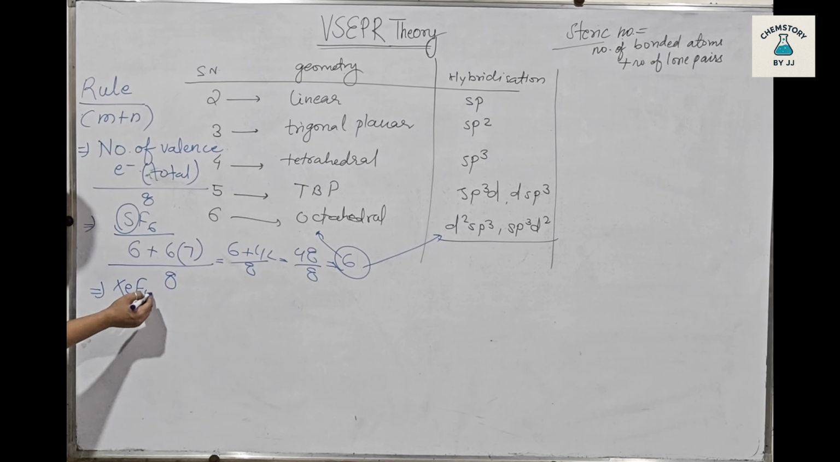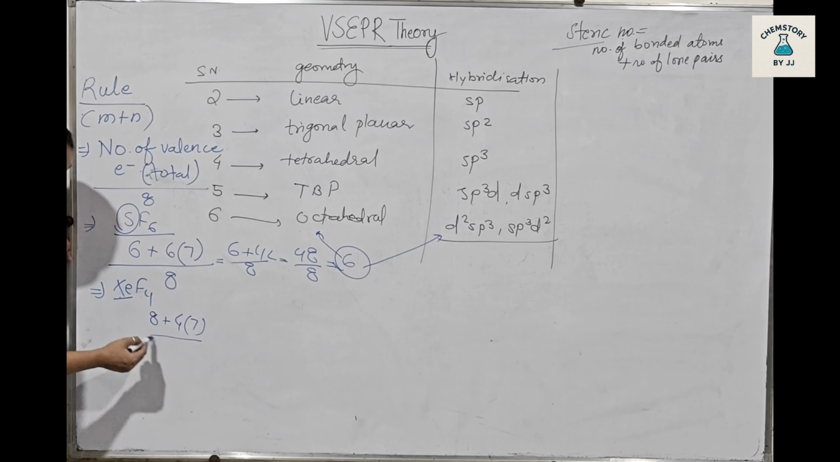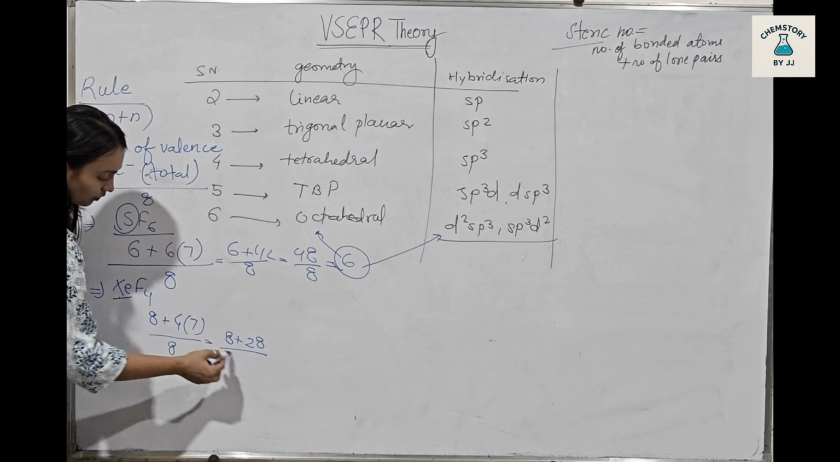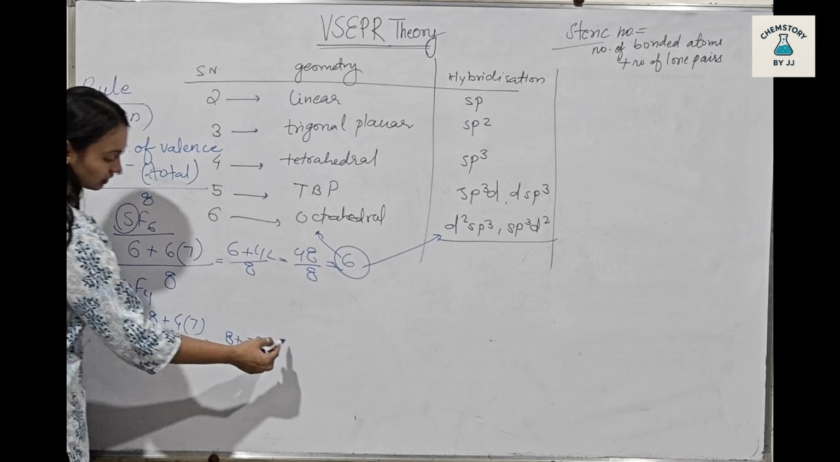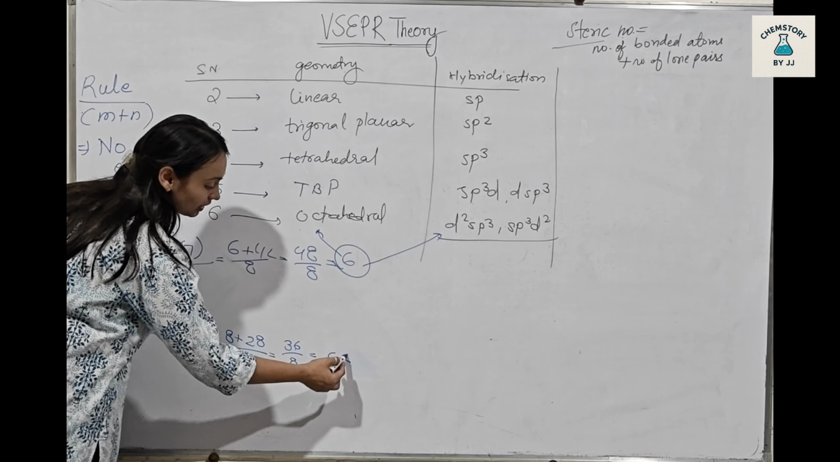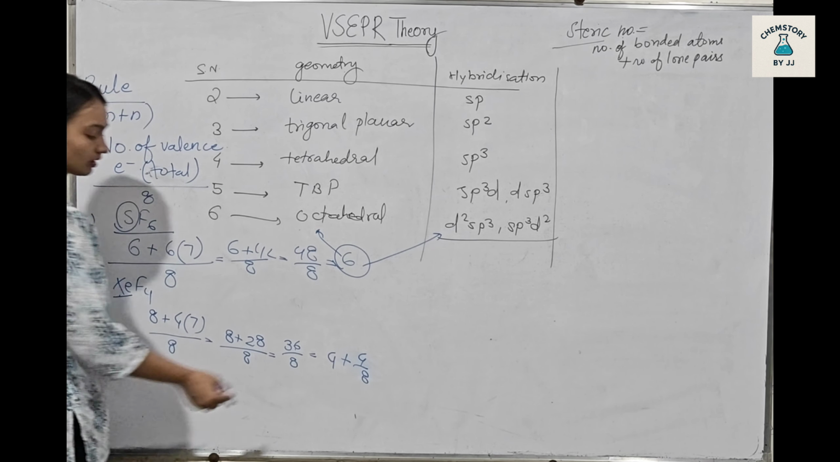That's it. Other than that, if we are going to talk about another compound, let's take an example of XeF4. Right? What's going to happen? We are going to add the valence electrons. For xenon, it's 8. For fluorine, it's 4 into 7. Right? Divide by 8. It's going to give us 8 plus 28 upon 8. That's going to give us a sum of 36 upon 8. 36 divided by 8 is going to give us 4 plus 4. Right? So, what do we have now?